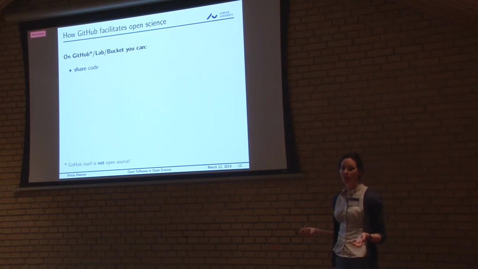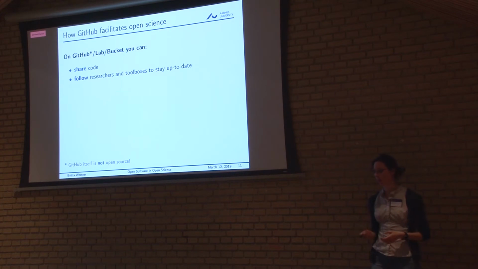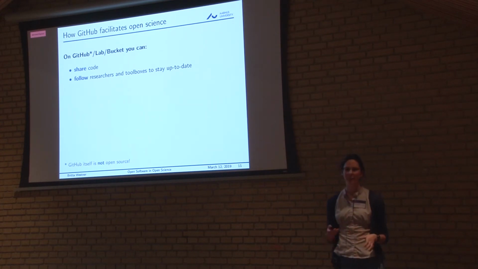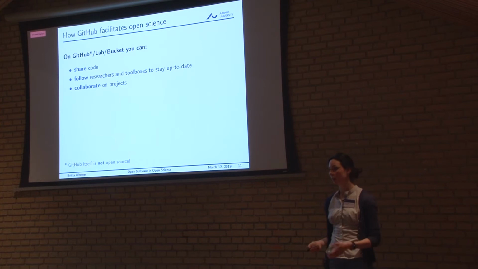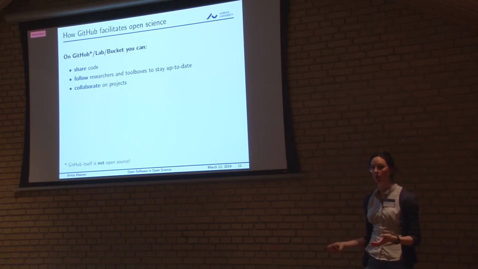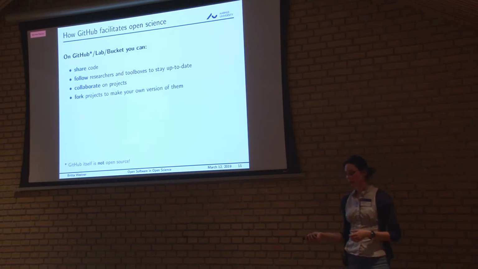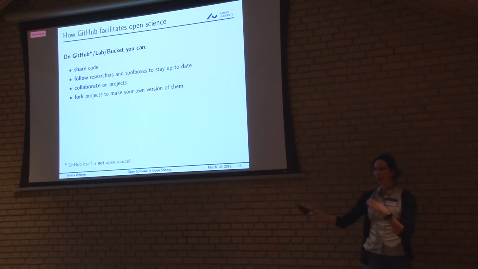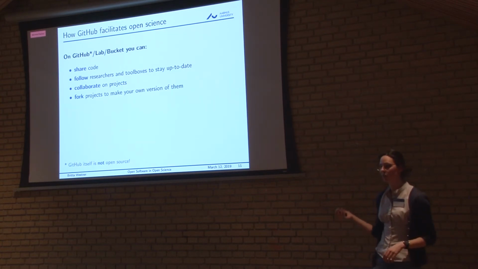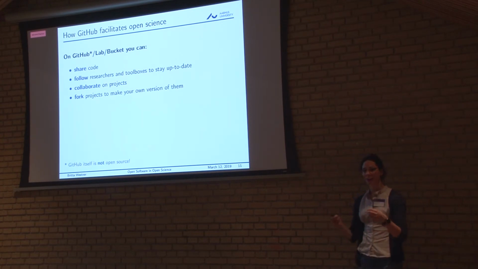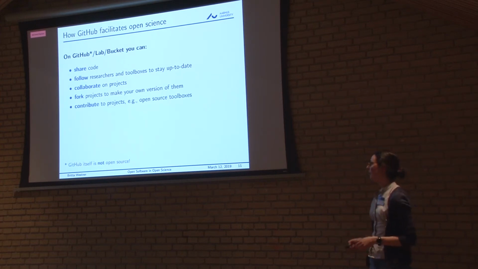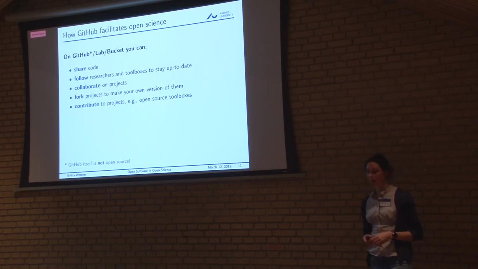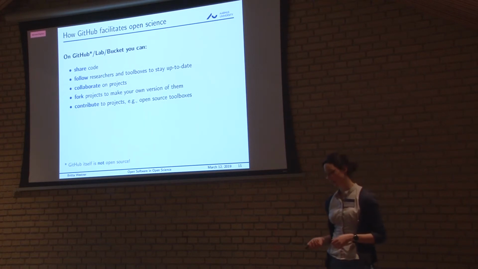On those platforms, you can share your code, but you can also follow researchers and toolboxes to stay up to date. So it's basically kind of like Facebook for nerds. You can collaborate on projects, either with just your 2 favorite collaborators, or you can collaborate with people all around the world to build a toolbox that you make open source. You can fork projects. That means you just take that project and make it your own and continue from there. This is built into the GitHub system, and I think this really is open science, right? And last but not forgotten, you can contribute to projects, for example, open source toolboxes.